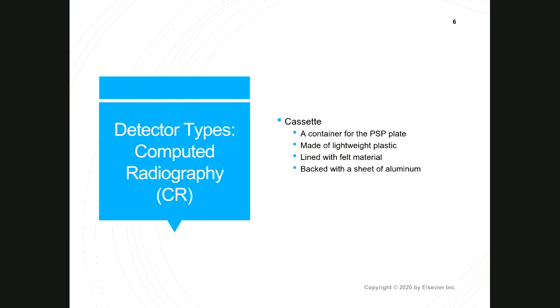As far as our cassette, it is a container that holds the PSP plate. It's typically made of a lightweight plastic so that it's not heavy and cumbersome. It's lined with felt material, and it's backed with a sheet of aluminum. And the purpose of that sheet of aluminum is basically to absorb any X-rays that penetrate the plate. It absorbs those so that they don't exit the plate and potentially expose anyone in the room or the patient. So it is lined with a sheet of aluminum on the back side of the set.